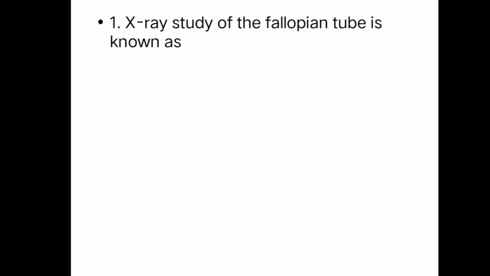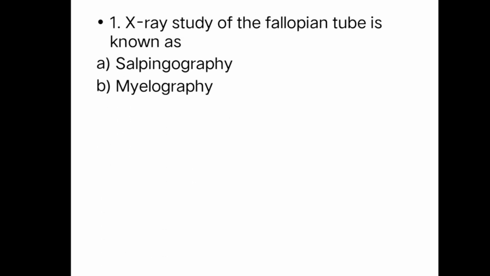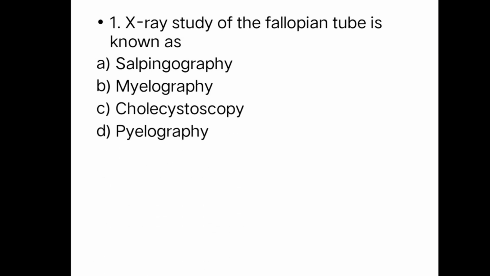Let's get started. First question is, X-ray study of the fallopian tube is known as. Each and every organ has a medical terminology. So before preparing for any examination, we should know these words, so that it will be easy for us to rule out from the 4 options and omit what is not related to the question. So we'll see the options. Option A, salpingography. Option B, myelography. Option C, cholecystoscopy. And option D, pylography.